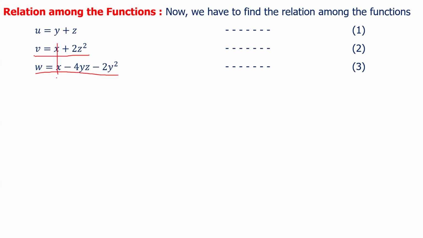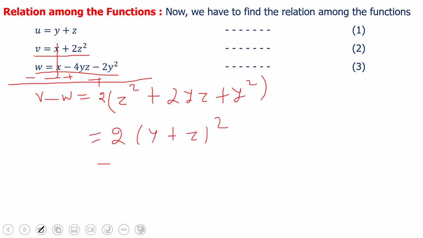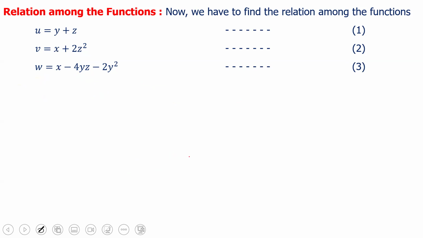That this x will cancel. If you subtract, this will what? It is minus, minus, plus, and plus. So v minus w is equal to 2z square, or we can write down 2z square plus 2yz plus y square. And this is nothing but 2 times y plus z whole square, and we can write down this is 2u square. So now in this manner we are able to establish the relation between u, v, w.